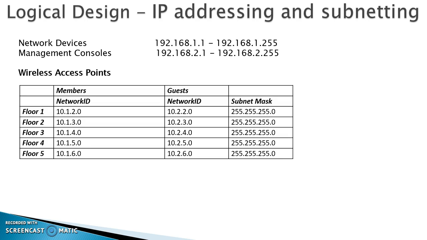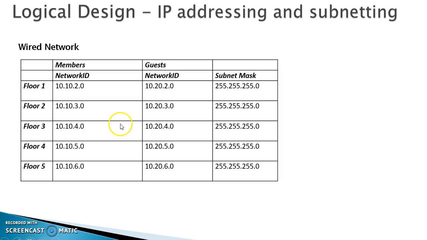Moving on to the next, logical design. The first step in logical design would be IP addressing, assigning IP addresses to all the hosts as well as your network devices. So your network devices and management consoles are assigned a different IP range to separate them from your data traffic. This will also help from a security perspective. We've also divided the IP address range according to floor, to have efficient routing.